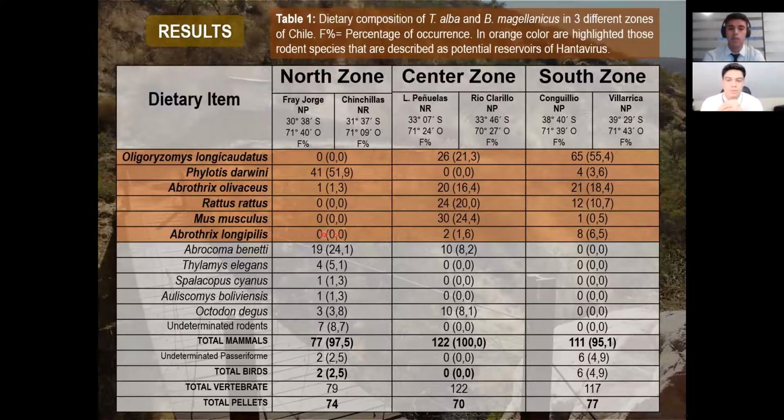In the north, we found a lot of Phyllotis darwini and one individual of Abrothrix olivaceus. In the center, we have a more uniform distribution, finding 5 different reservoir species, but the importance here is that Oligoryzomys longicaudatus, the main vector, is appearing in our samples. Finally, in the south, we found only vector rodents and undetermined passeriforms, but we would like to emphasize the big amount of Oligoryzomys longicaudatus here.